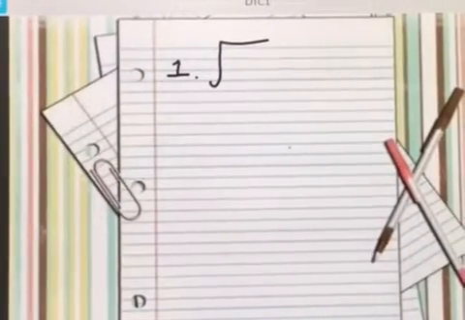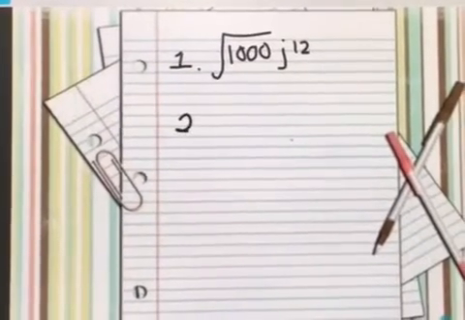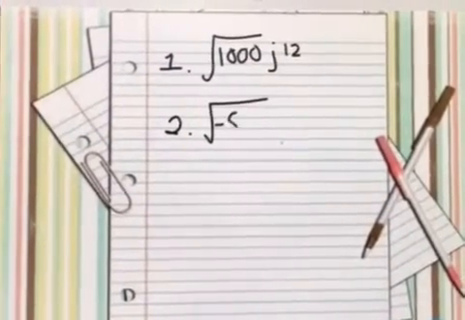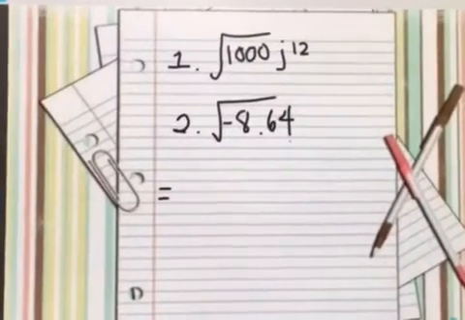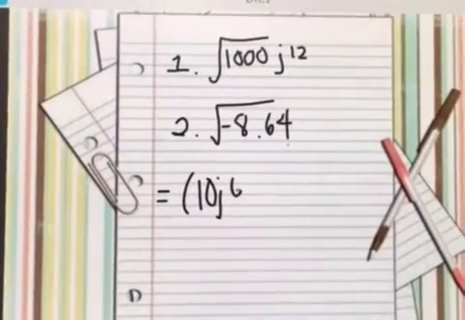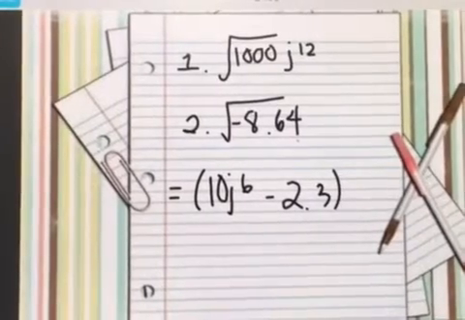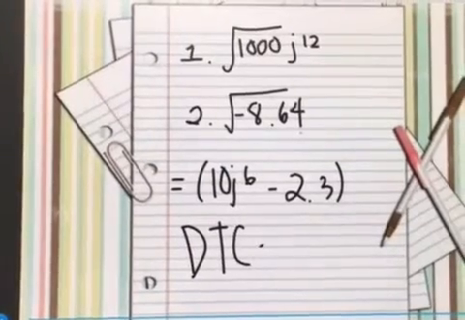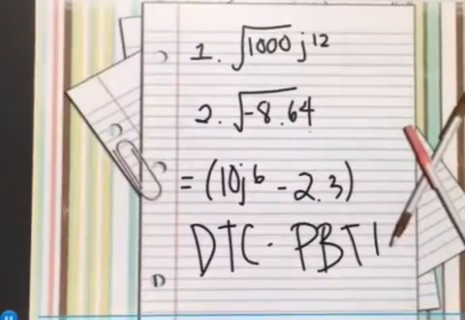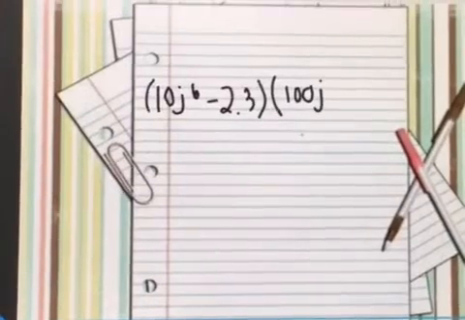First step is to solve for the cube root of the first term, or solve for the cube root of 1000j raised to the 12th power. Second step, solve for the cube root of the second term, or solve for the cube root of negative 8.64. After you are done calculating, you are left with the quantity 10j raised to the 6th power minus 2.3. Again, this is not yet your final answer because the counterpart of DTC is the product of a binomial and trinomial factor. To get your final answer, you are also supposed to solve for the trinomial factor.